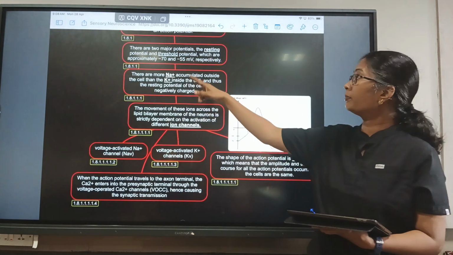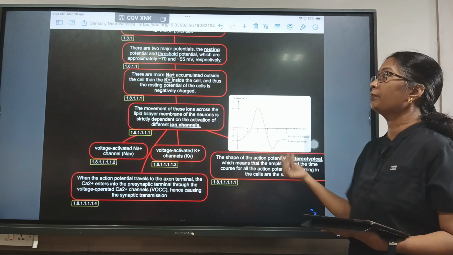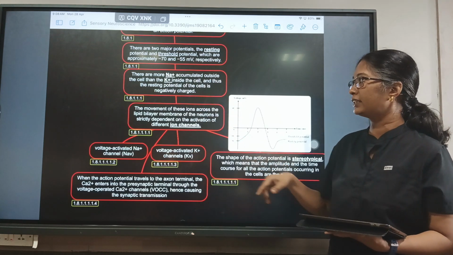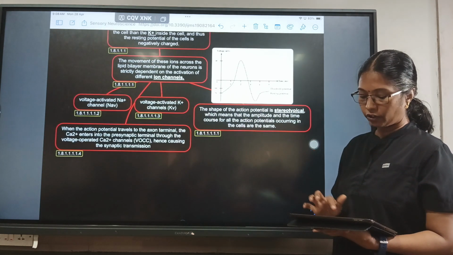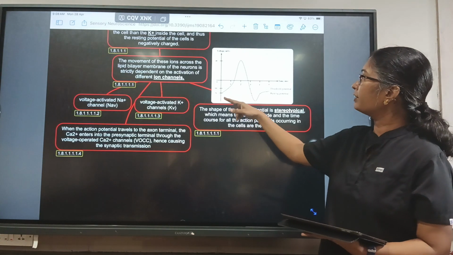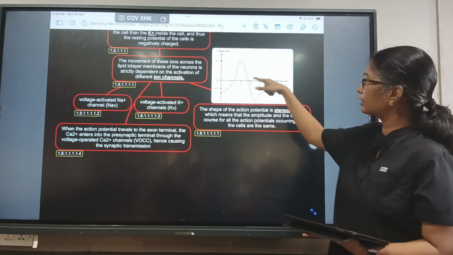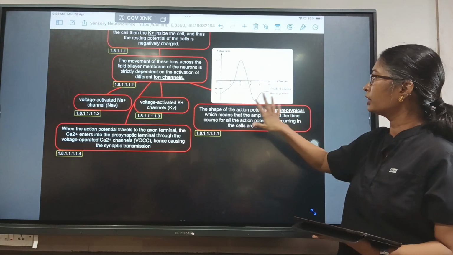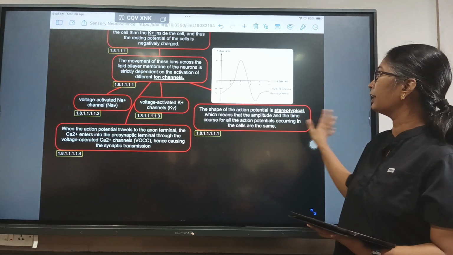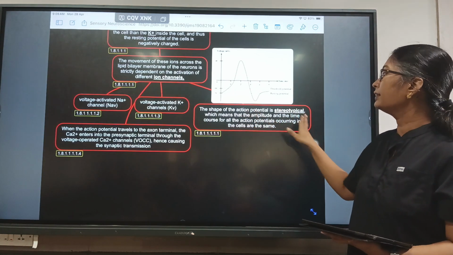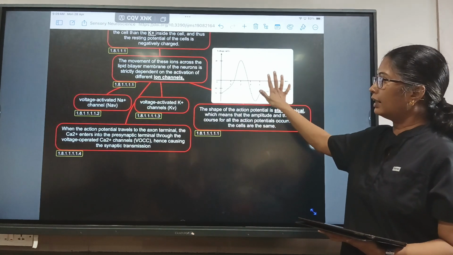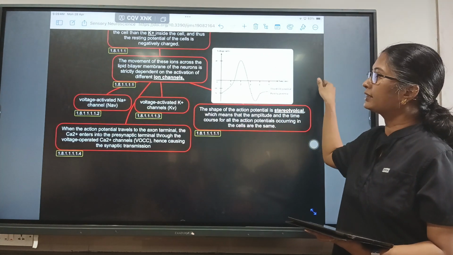There are more sodium ions accumulated outside the cell than the potassium ions inside the cell, and thus the resting potential of the cells is always negatively charged. The movement of these ions across the lipid bilayer of the neurons is strictly dependent on the ion channels. So when we see the action potential, we see one curve which goes above and then it comes below. The shape of the action potential is always stereotypical, which means it is always the same, with the amplitude and the time course of all the action potentials occurring in the cells being the same. So this is the action potential which happens inside the nerve fibers.